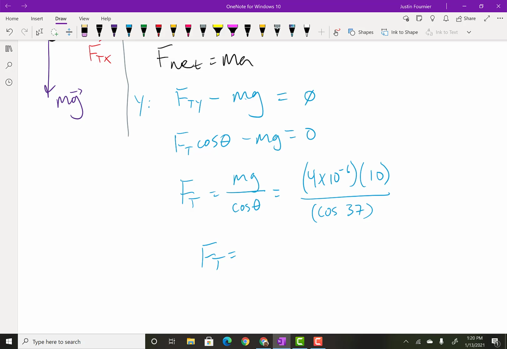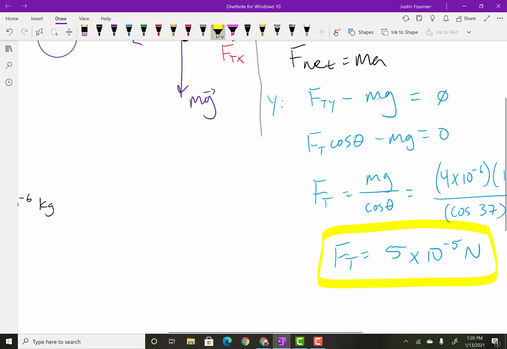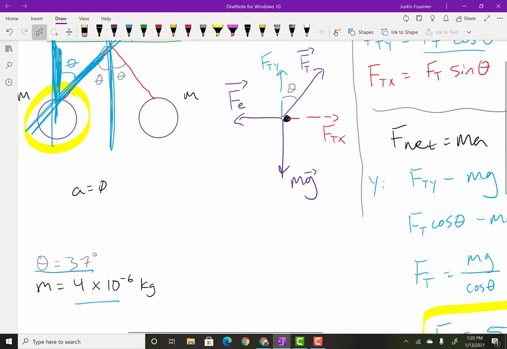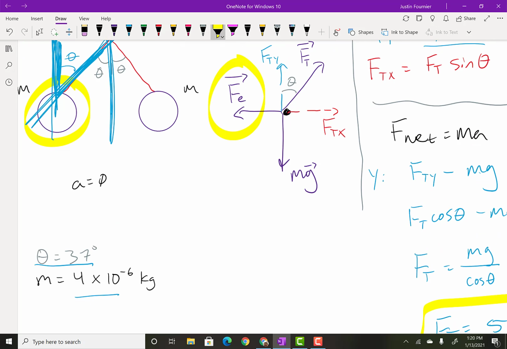So that's going to be, I'm getting about 5 times 10 to the negative 5 newtons. I think negative 5 newtons. So that's what I'm getting for my tension force. And then the weight. Well, I've got my tension force, I just need now to get this electric force.